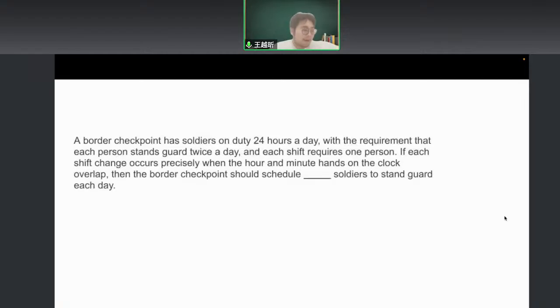Also we will test the clock question. About the clock question, this one is not a good clock, right? This one is 24 hours, and a requirement that each person stands watch twice a day, and each shift requires 1 person. If each shift change occurs precisely when the hour and minute hand on a clock overlap, this one is very important.